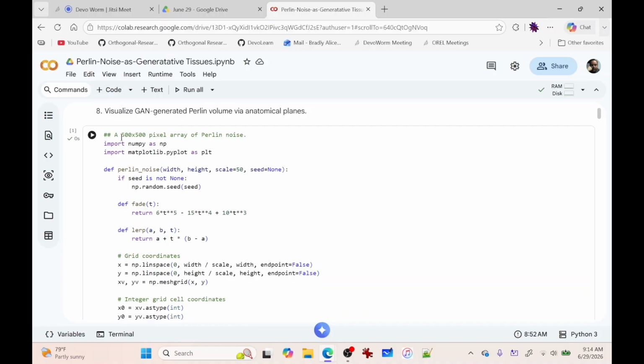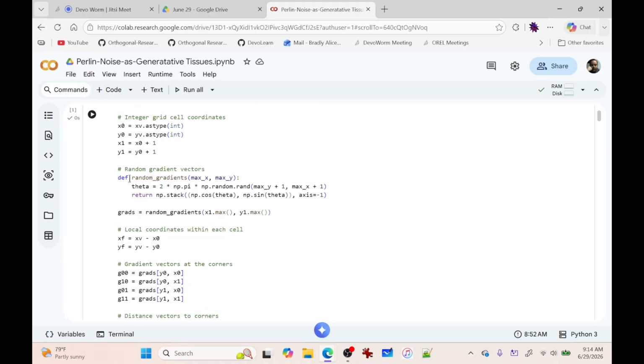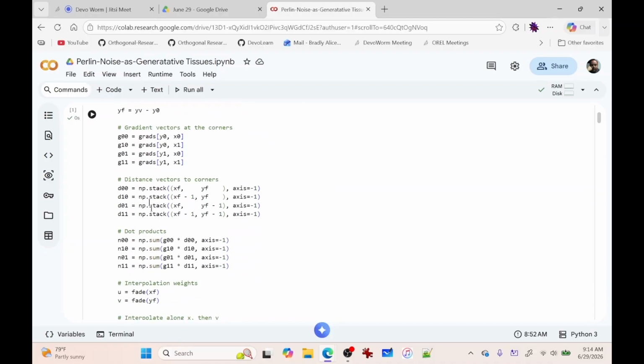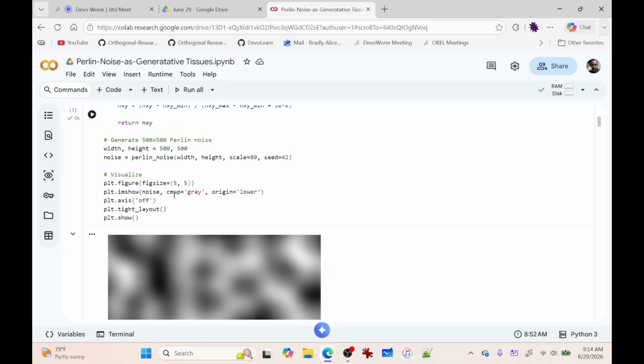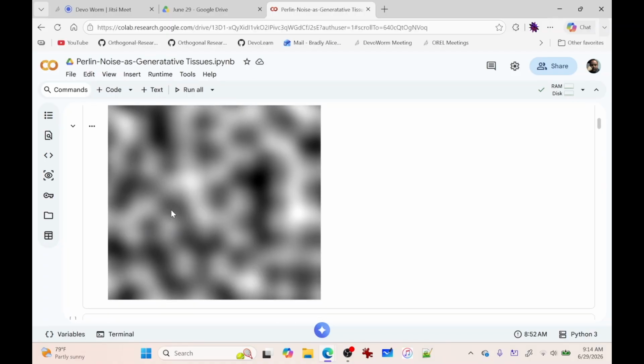So the first step is we want to generate a 500 by 500 pixel array of Perlin noise. We have a Perlin noise function in NumPy, I believe. This is where we have this function, Perlin noise, and you can define the parameters here. You have these grid coordinates, random gradient vectors, and then we generate our noise. So here's our noise, and this is what Perlin noise looks like, and it's actually tunable. You can tune a field of Perlin noise in different ways.